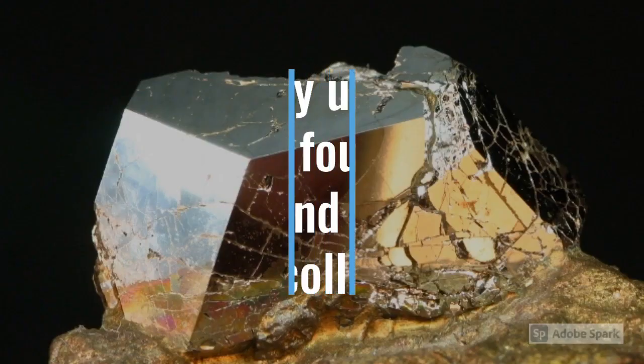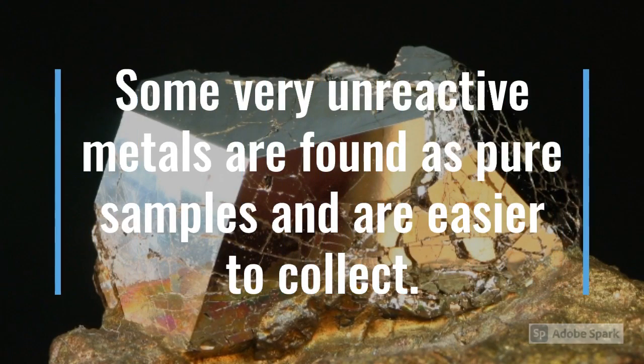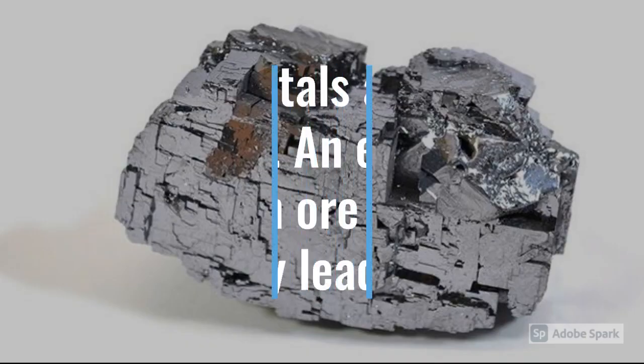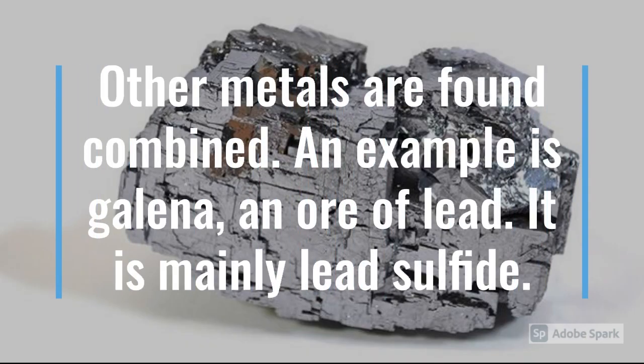substances. Some very unreactive metals, such as silver, gold, and platinum, are found pure. These samples do not tend to combine to make compounds, and so are easier for us to collect. However, other metals are found combined.